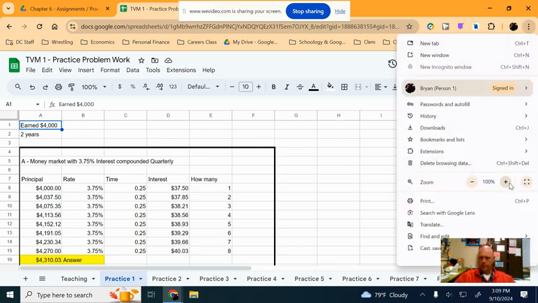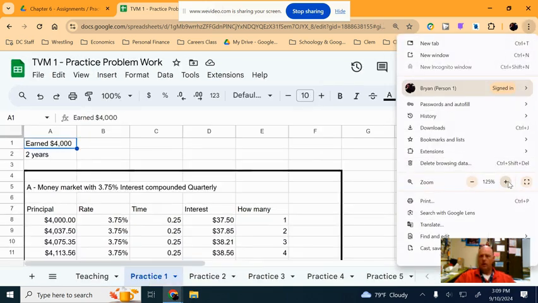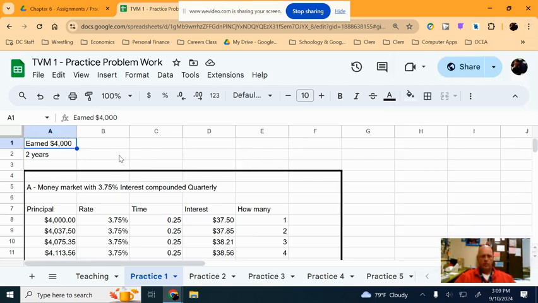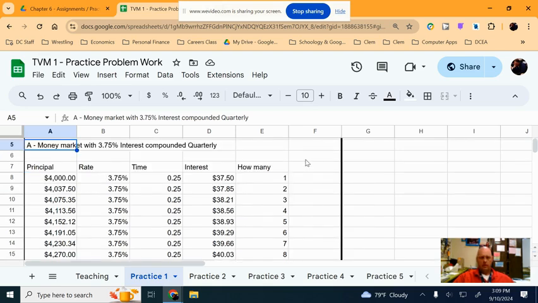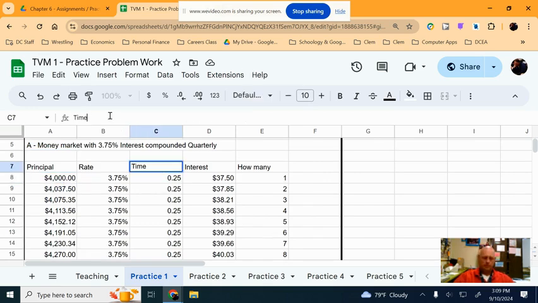As we look at a spreadsheet here, I do it both the long way, the principal times rate times time way, and then I also do it the future value way. So we start here again with our facts. We've got $4,000 that we're depositing, and we're leaving it in there for 2 years. So here is option A, money market account, 3.75% interest. It's compounded quarterly. So we start with principal. We've got rate. Our time is the how often.